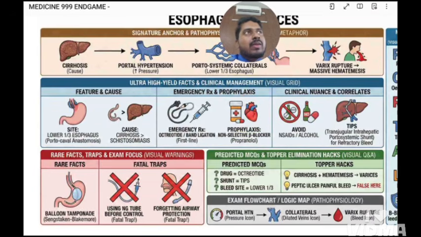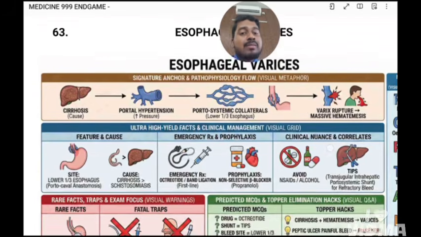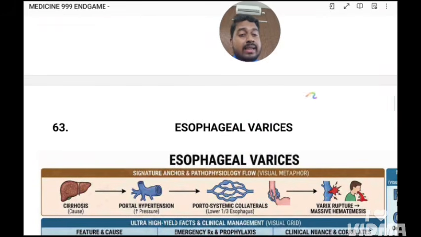Prophylaxis means what can you do to prevent further episodes of hematemesis? You will give a non-selective beta blocker, that is propranolol is the drug of choice. So there are some other uses of propranolol other than its usage in hypertension.